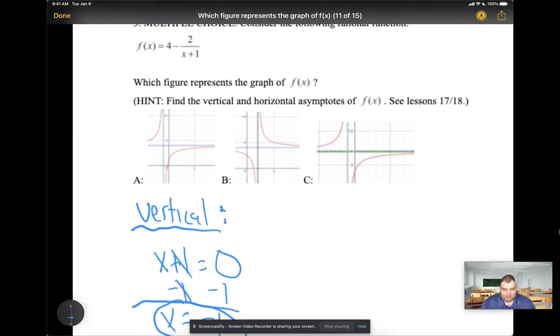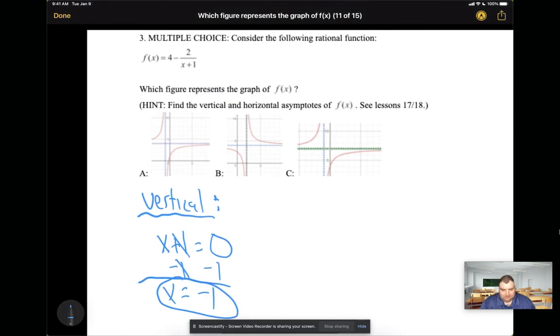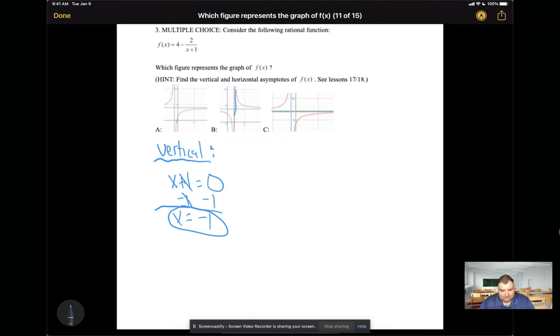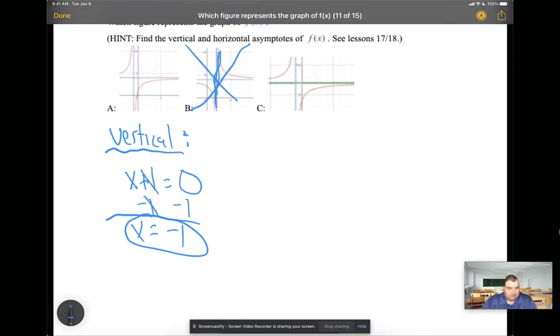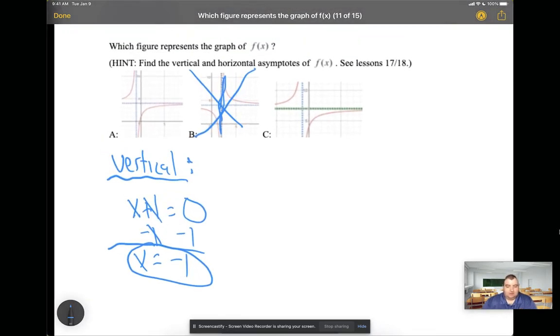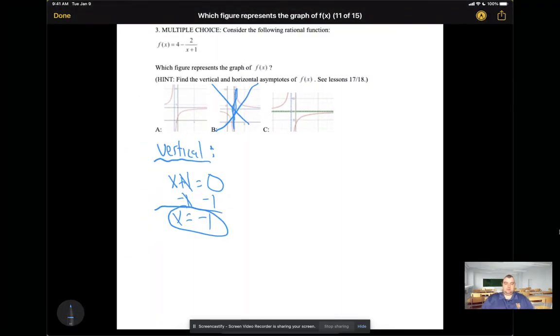And if I look at the graphs here, it looks like B does not have a vertical asymptote at negative 1. So B cannot possibly be the answer. It can only be A or C. They both have vertical asymptotes at negative 1. So just by finding the vertical asymptotes, we've taken out choice B. We're down to A or C.